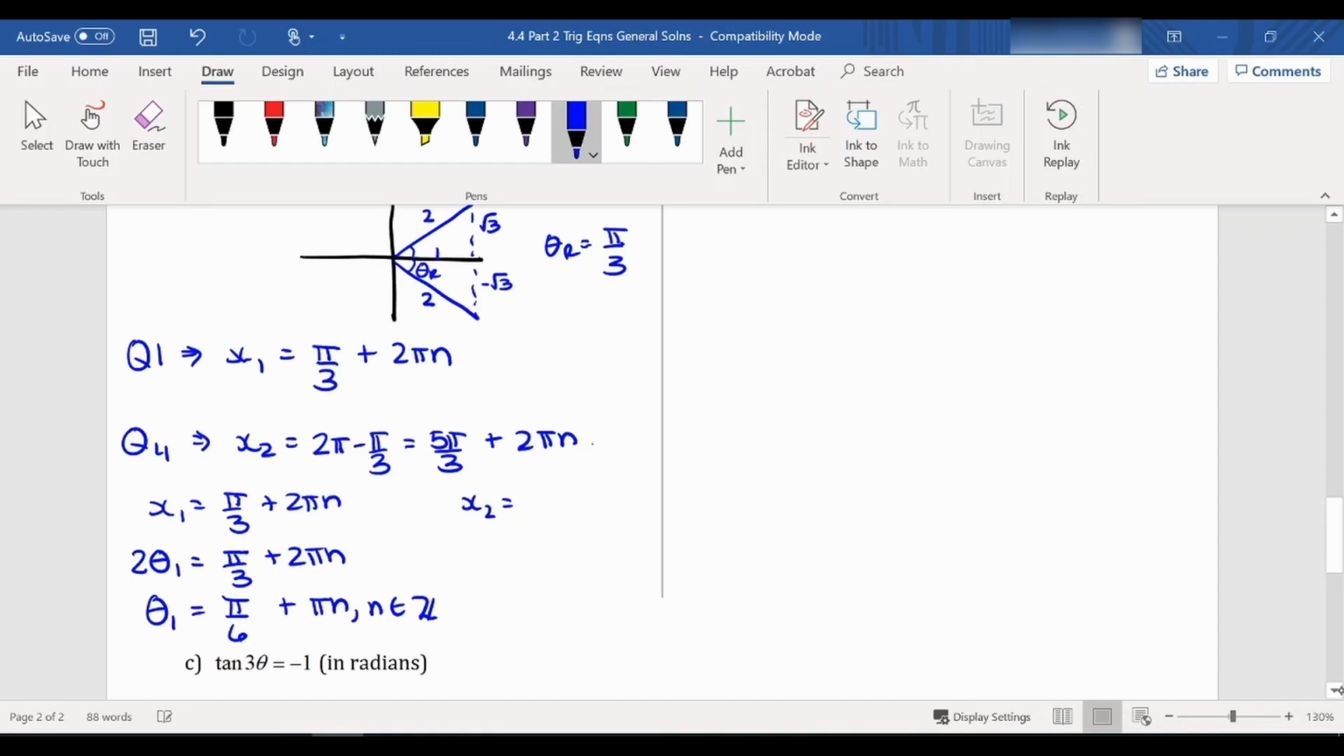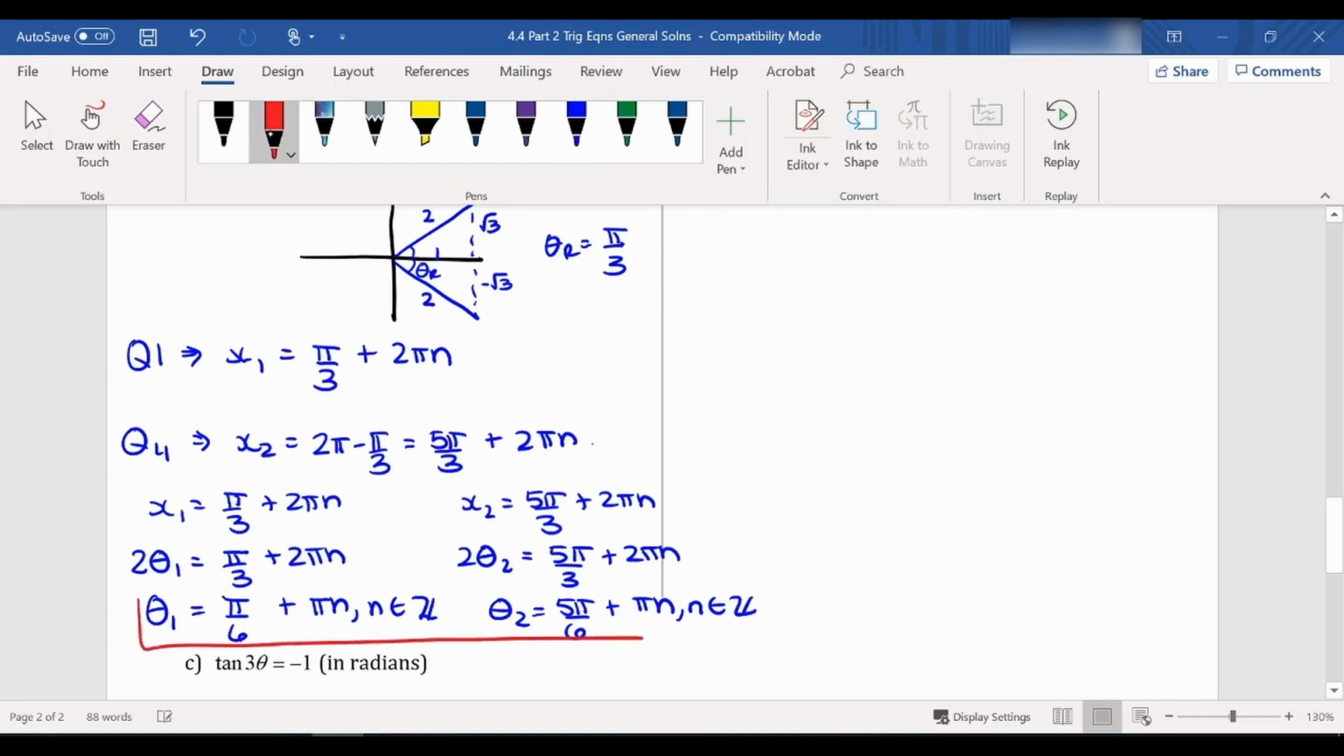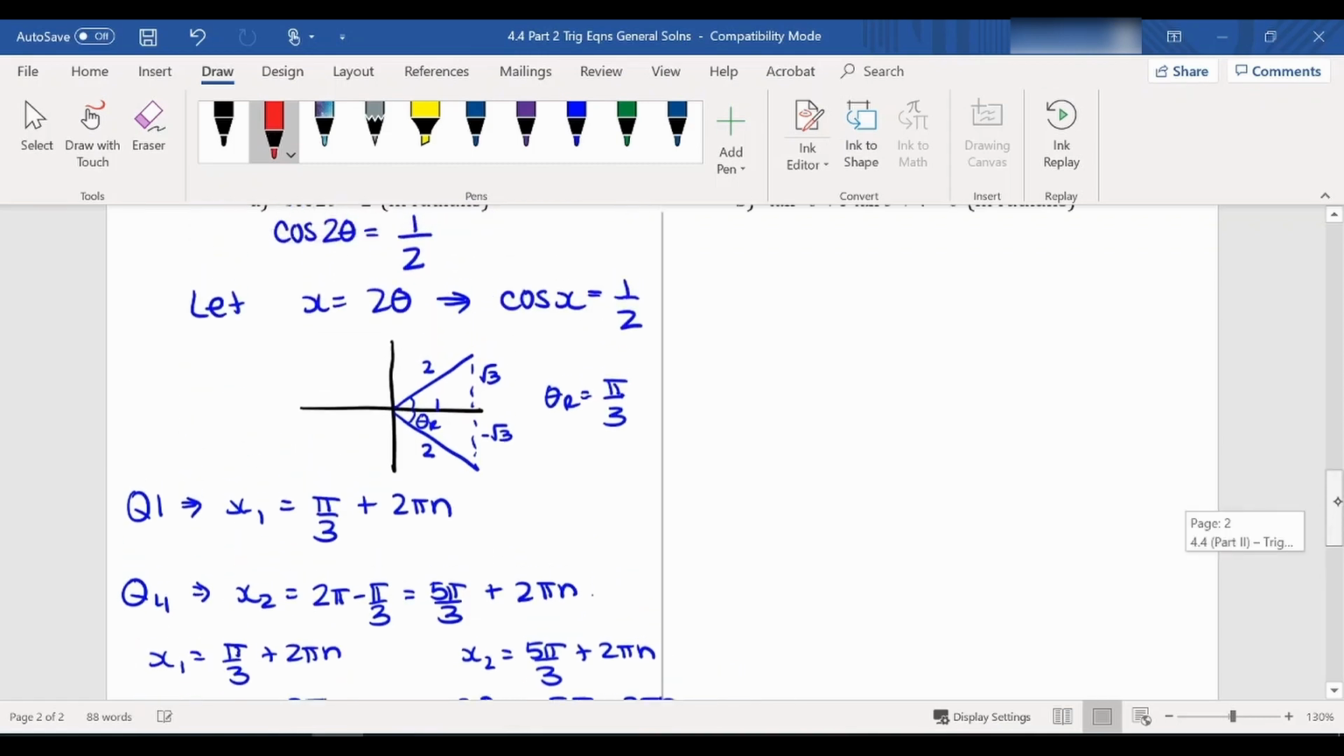For my second answer, I have 5 pi over 3 plus 2 pi n. This would be 2 times my second angle is equal to 5 pi over 3 plus 2 pi n. If I divide everything by 2, I get 5 pi over 6 plus pi n. n is an integer. So anytime you substitute at the beginning to make the question easier for you, you must remember to substitute back in order to finish the question. You are not done till you've substituted back in.